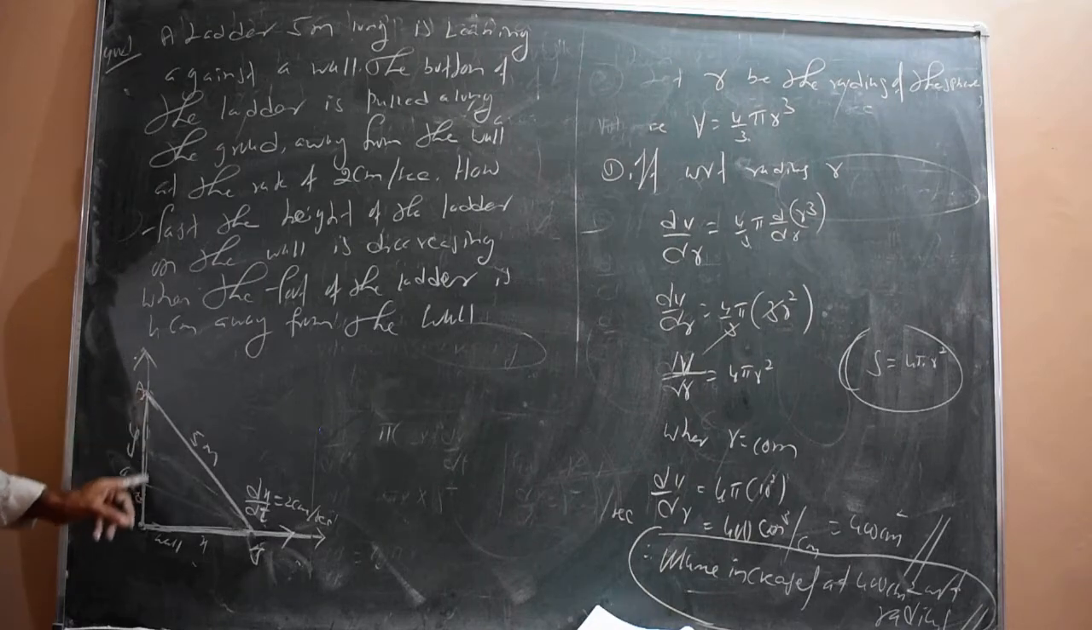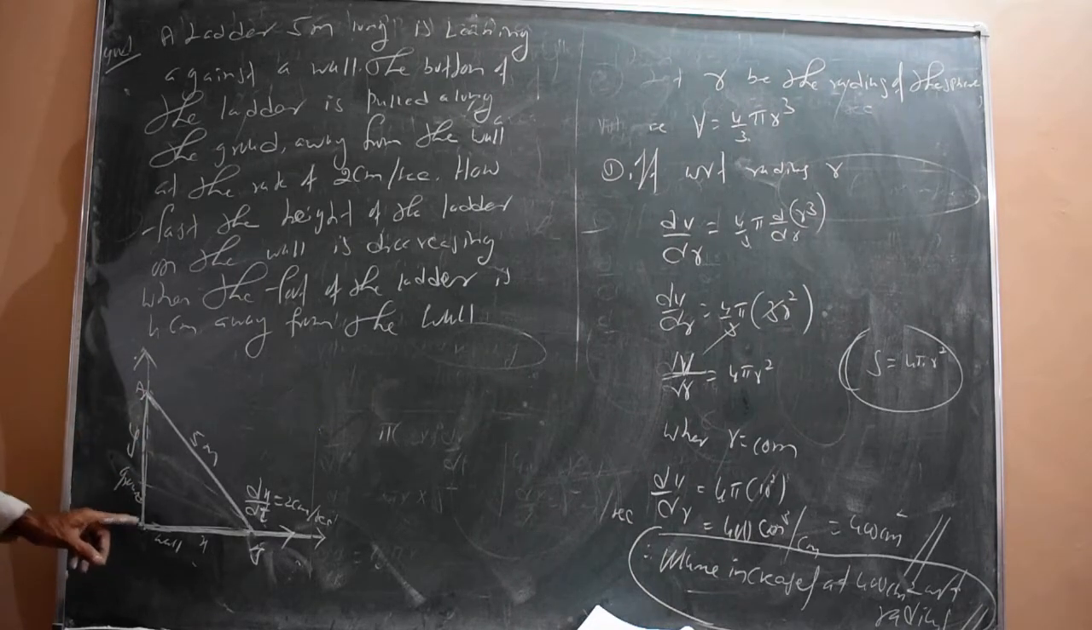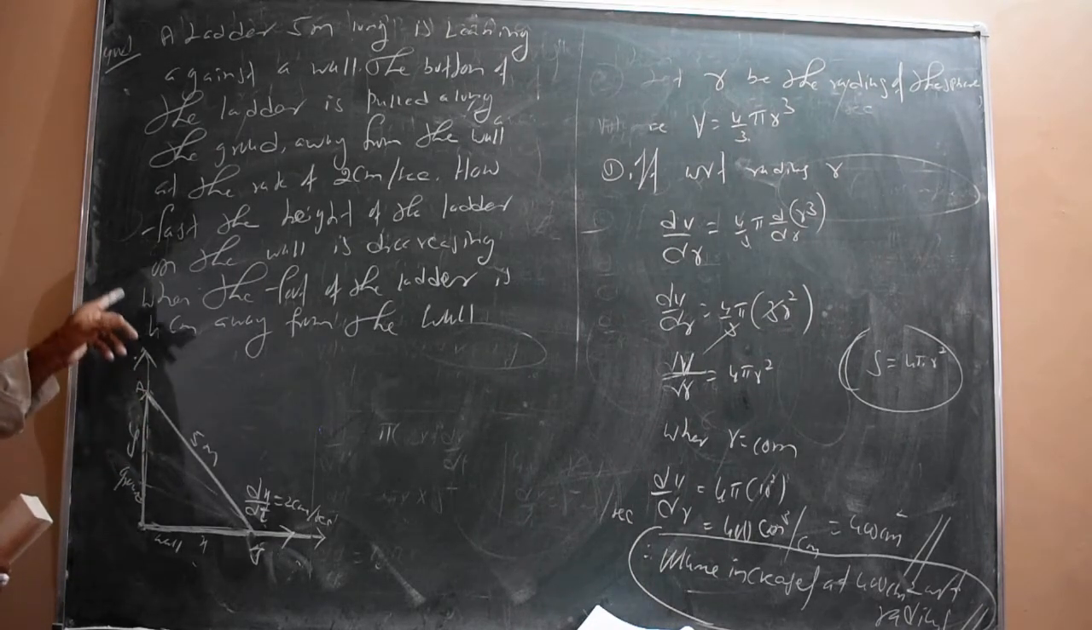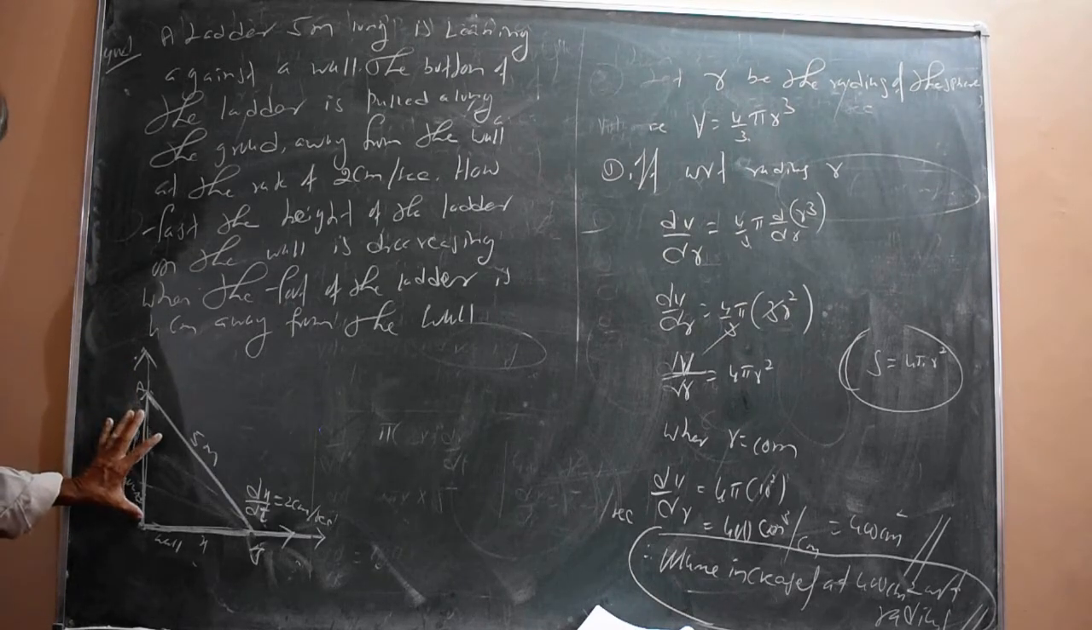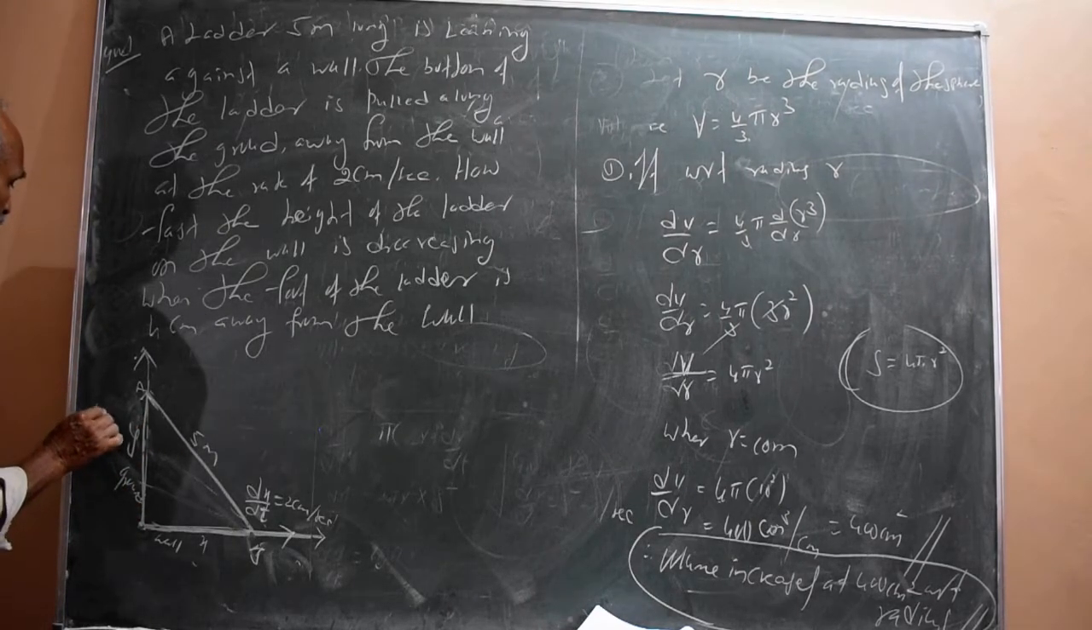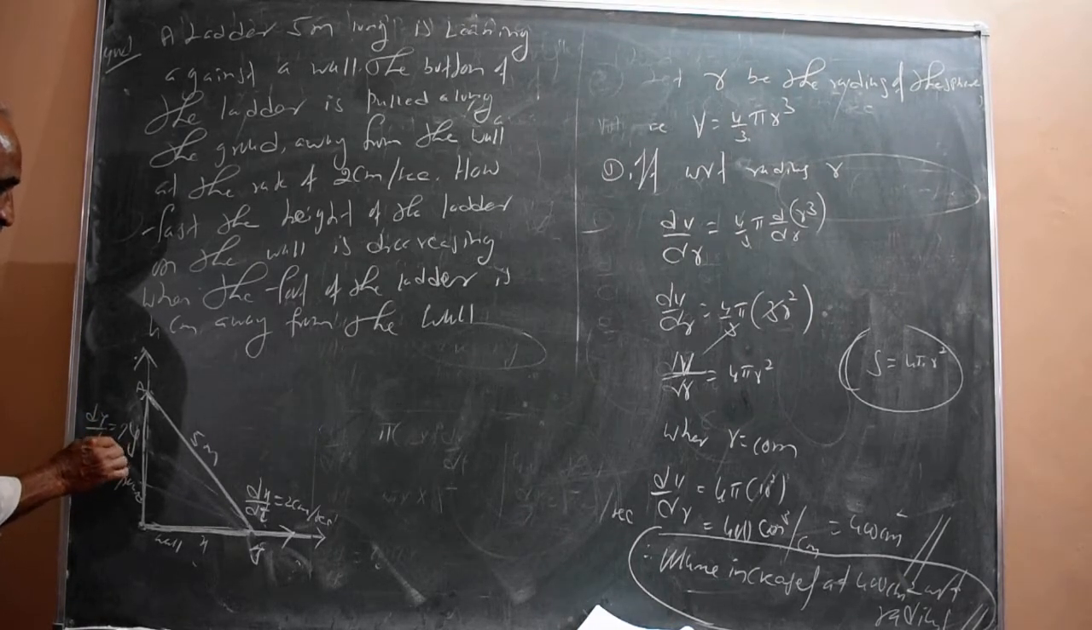Automatically the ladder should come down. The top of the ladder should slide along the wall and it is coming down. That means the height of the ladder along the wall decreases. Therefore dy by dt is the question mark. At what rate is the height of the ladder decreasing?